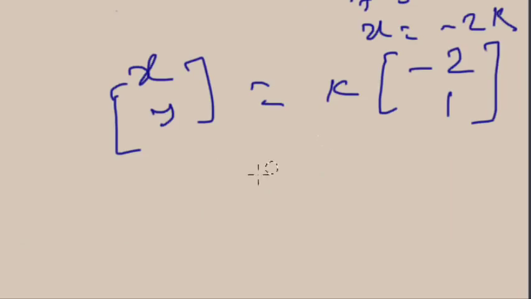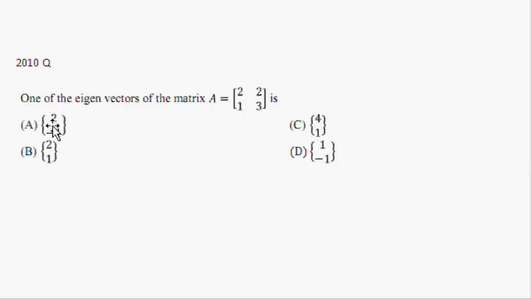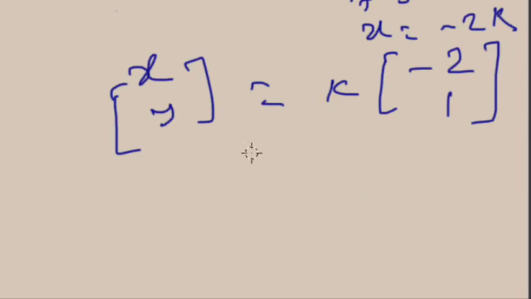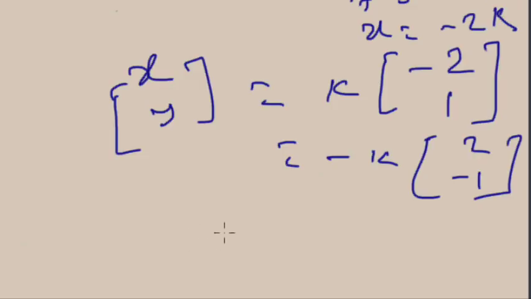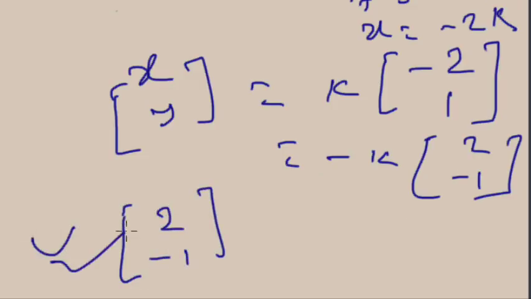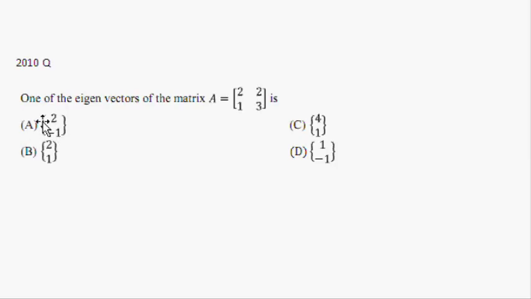See the option is this. This can be obtained by multiplying by minus 1. You multiply it with minus 1, which equals minus k into 2 and minus 1. So the eigenvector is 2 minus 1. So the answer is A.